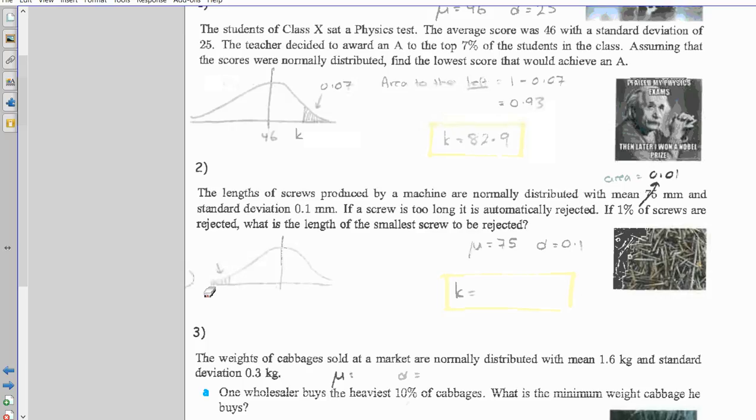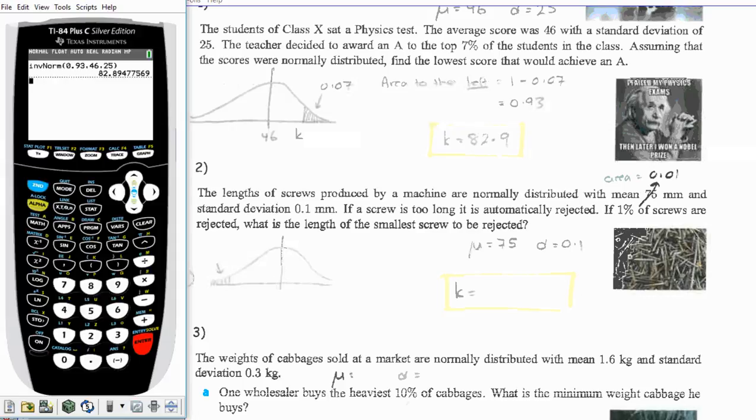I think. Okay, anyway, let's keep going. So to plug this into the calculator, we would just go, just thinking, have I done this right? I hope so. Second VARS. So we want to find, we know the area is 1%. We want to find what the upper boundary is. So it's an inverse norm. Normal CDF is when you want to find the area, or it says find the area or probability, but we want to find the boundary.